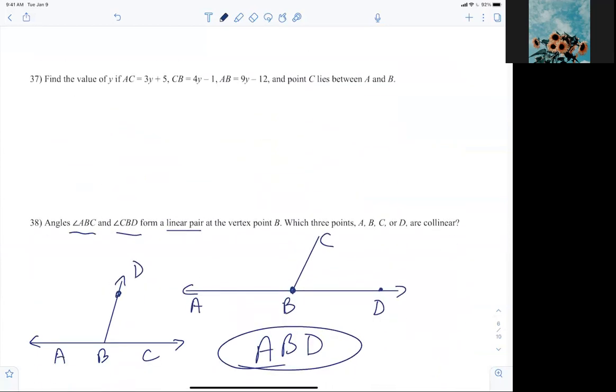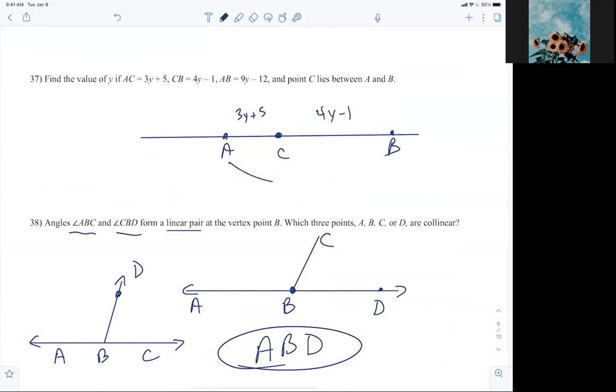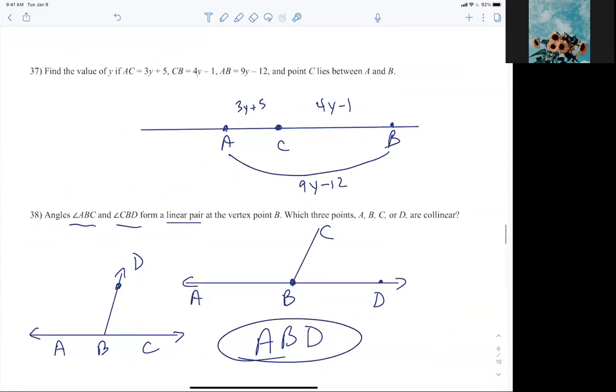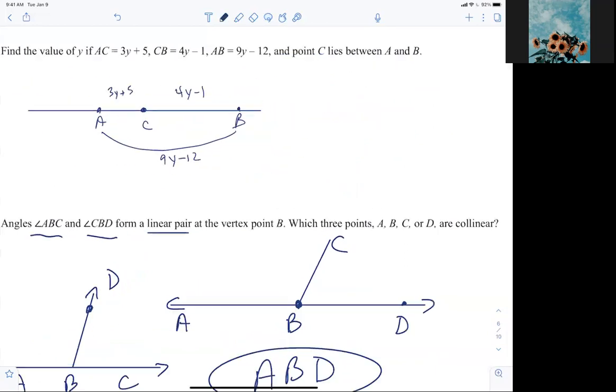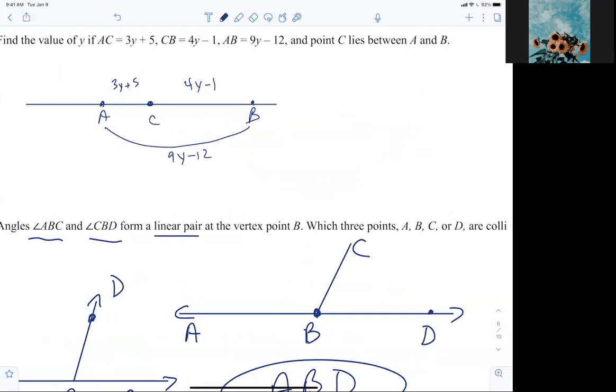Okay. All right, so C lies between A and B, right? So automatically I just put C, here's A, and here's B. AC is 3y plus 5. CB is 4y minus 1. And AB is 9y minus 12. So what's the equation for that? Someone be brave. Let's go. Anybody? Go ahead. 3y plus 5 plus 4y minus 1 equals 9y minus 12.